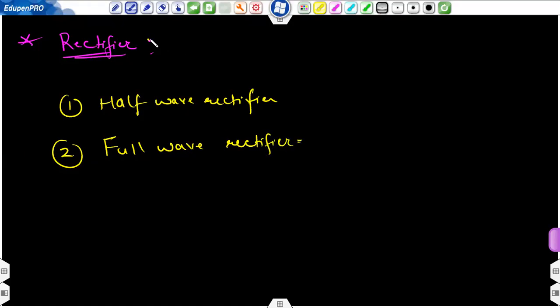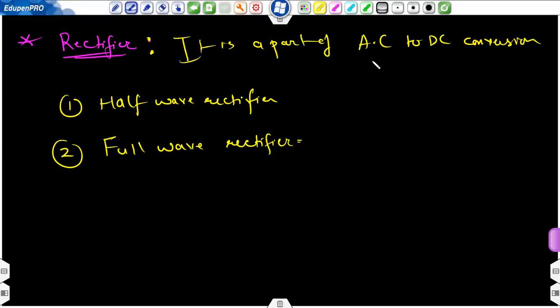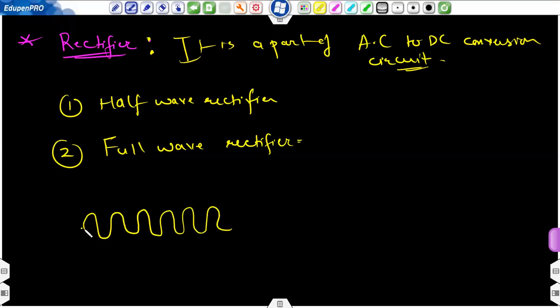So what is a rectifier? What is the basic purpose of a rectifier? It is a part of an AC to DC conversion circuit. Because in our household supply, we are receiving a sine wave of magnitude around 230 volt and frequency 50 hertz.